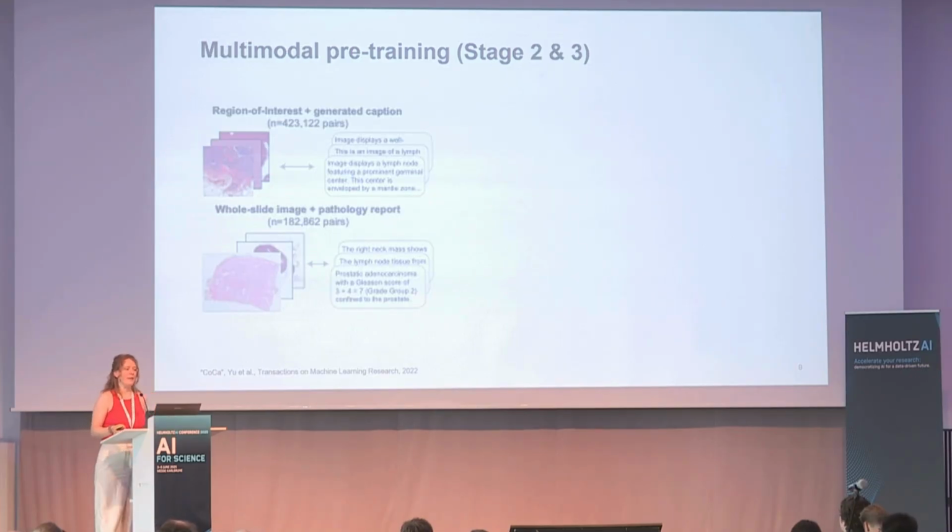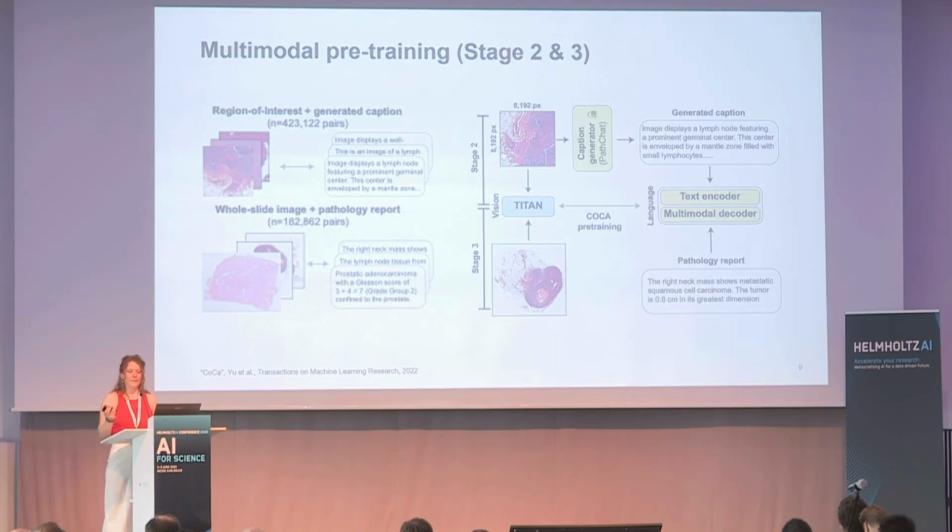The multimodal pre-training is done in 3 stages. First we train on these regions of interest with the captions. We use CoCa for this, which is an extension of CLIP where we also generate the captions. So in the end, after stage 3, where we train this on clinical reports, we can also generate pathology reports from the whole slide images that we see.